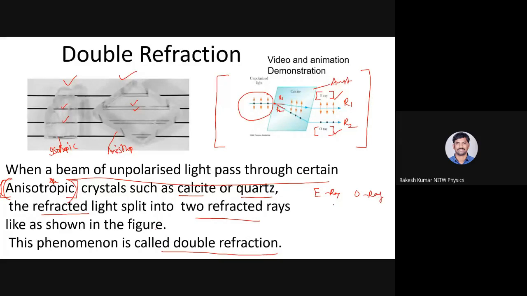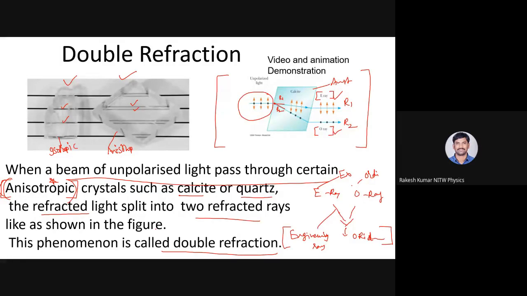There was a funny incident last semester. A question was asked to some student. He said O ray means ordinary ray and E ray means engineering ray. Okay. So make sure you remember, the E ray is the extraordinary ray and the O ray is the ordinary ray. Not engineering ray. Okay.